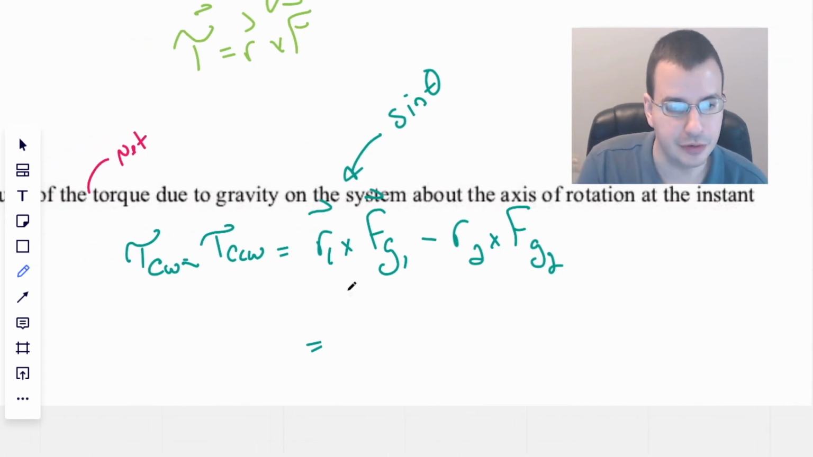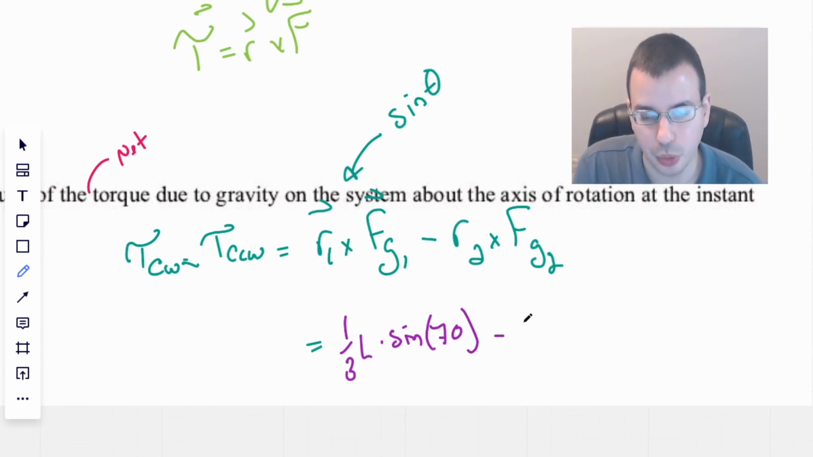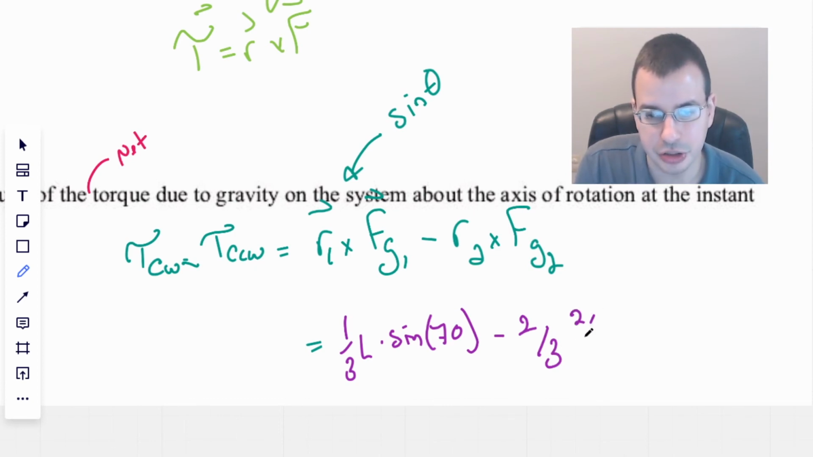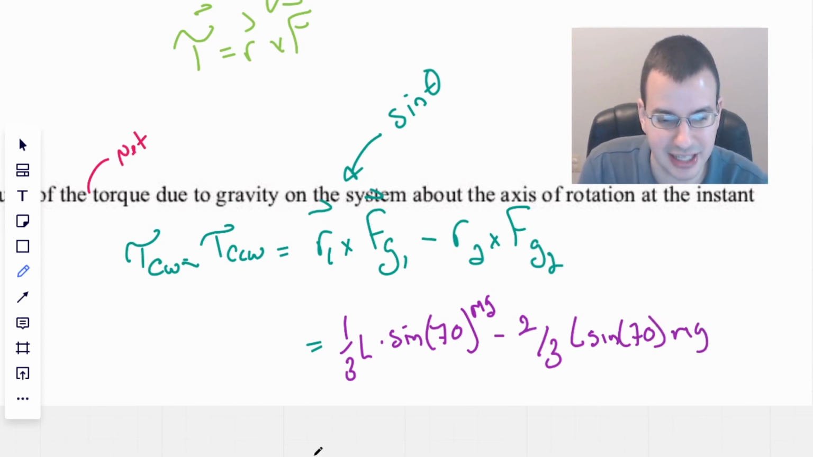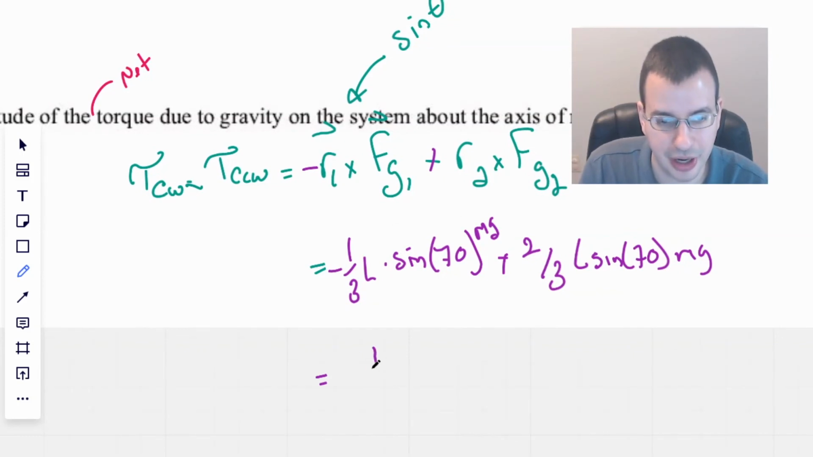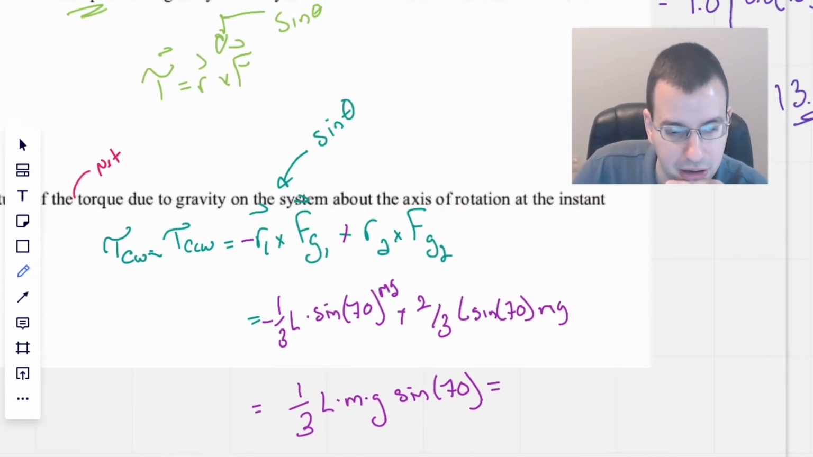Okay, focus. So we're going to have R1, which is 1/3 L, times sine of 70, actually 110, but both work, minus 2/3 L times mass times gravity times sine of 70. I think I have these backwards, it's okay. Everything is exactly the same. I'm going to switch these signs just so I work with a positive number. Then we have 2/3 minus 1/3, so we have 1/3 L mass times gravity times sine of 70.